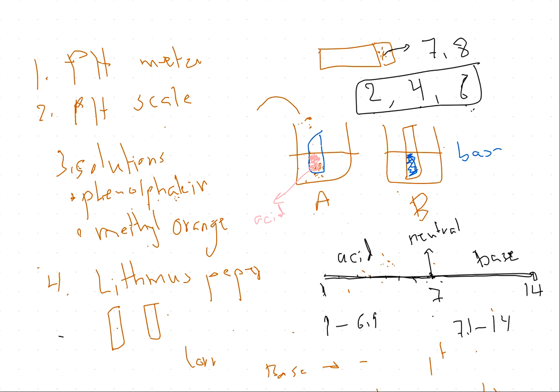Ahmed, as we have pH, this means it's more strong. If the pH is 1, it means this is the strongest. If we have 3, it's less strong. As we are coming near the neutral, this means it's weak. If we have 6, it's nearer to be neutral.